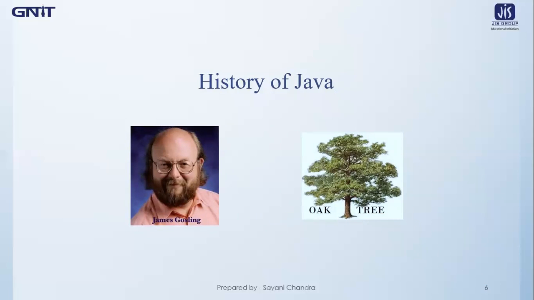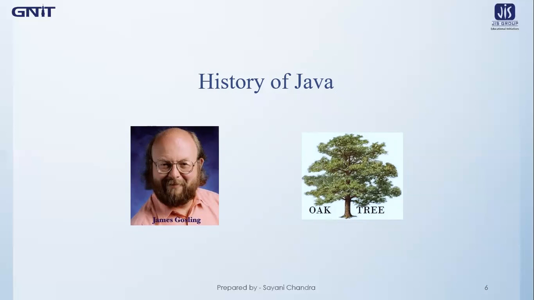Initially designed for small, embedded systems in electronic appliances like set-top boxes. Firstly, it was called GreenTalk by James Gosling and the file extension was .gt. After that, it was called Oak and was developed as a part of the Green project. Now, the question may come, why Java was named Oak at first?